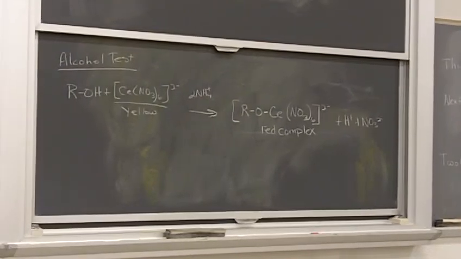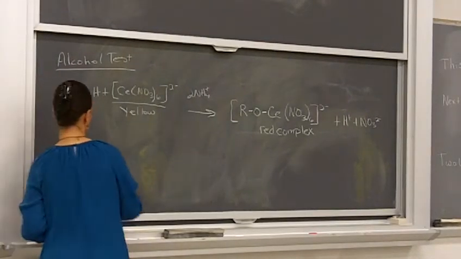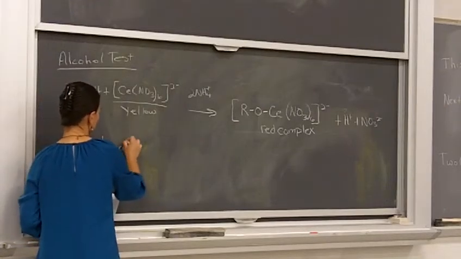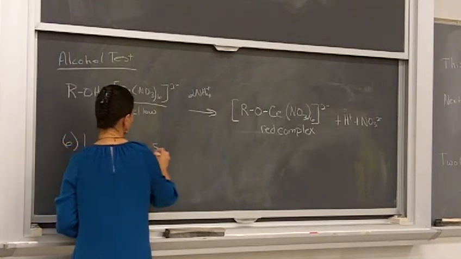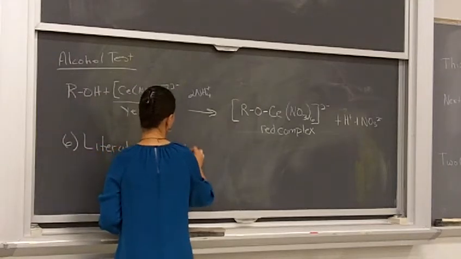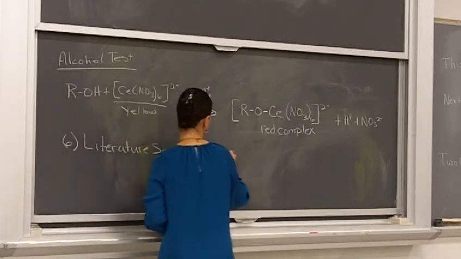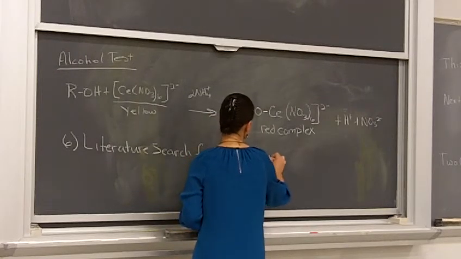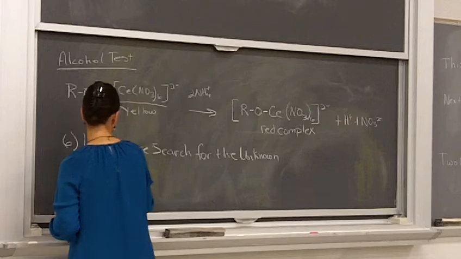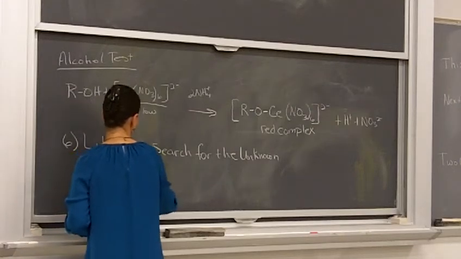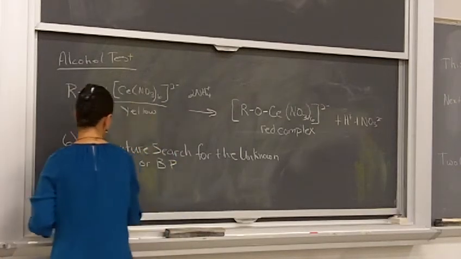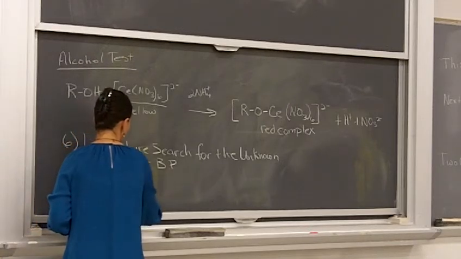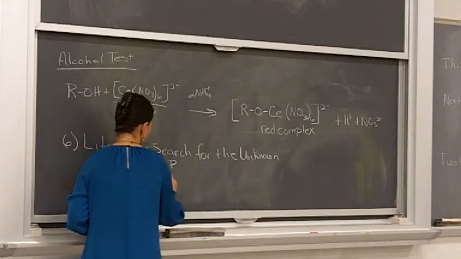Then the last piece of our methods for figuring out what we've got is to do a literature search for the unknown, okay? And 2 pieces that you need to do this are the melting point or boiling point, and you need the functional group or chemical class of your unknown.